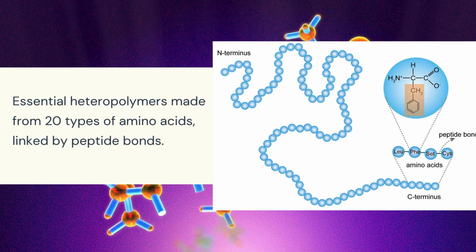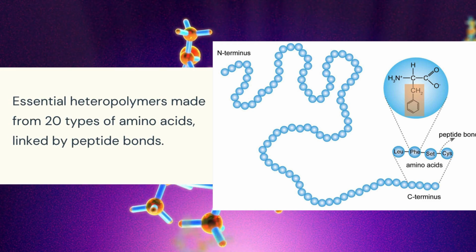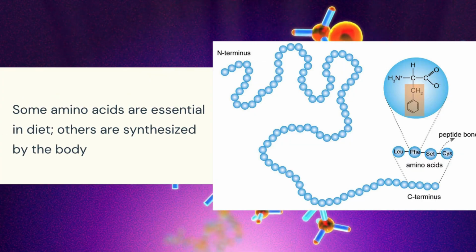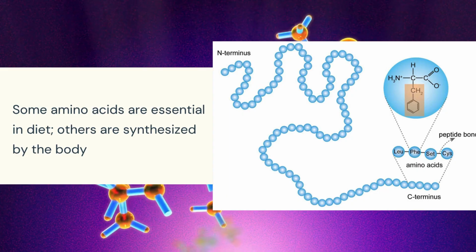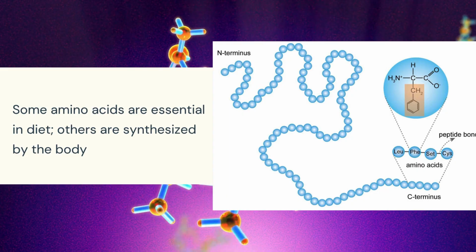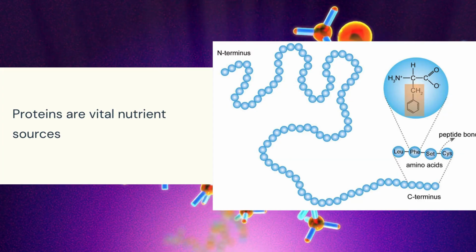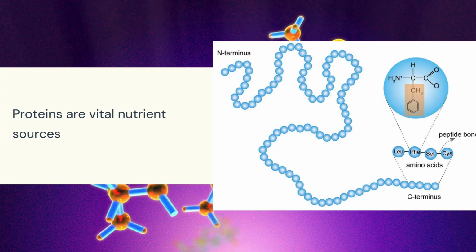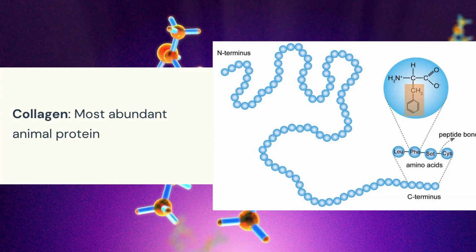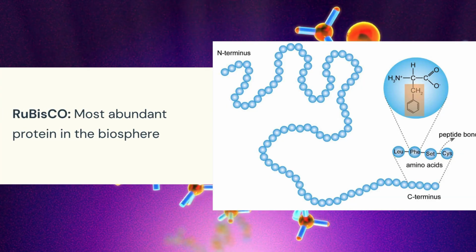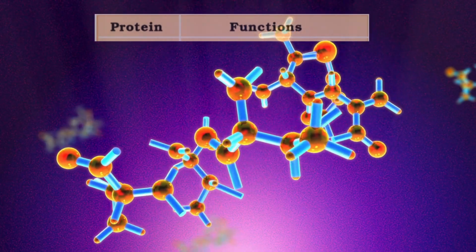Let's study proteins. Proteins are essential heteropolymers made from 20 types of amino acids linked by peptide bonds. Some of these amino acids are essential in the diet, while others are synthesized by the body. Proteins are vital nutrient sources for all living organisms. Collagen is the most abundant animal protein, and Rubisco is the most abundant protein in the biosphere.